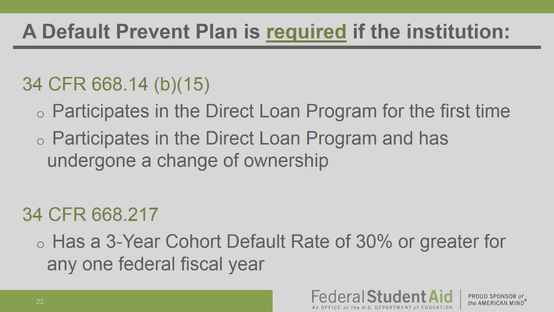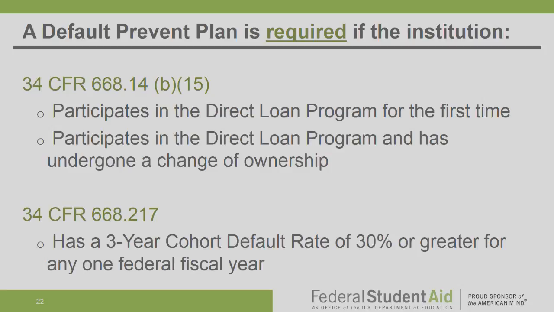So again, when we talk about when a school must complete a default prevention plan and submit it to the department, in the event that a school is new to the direct loan program or they are changing ownership, that is one instance when a school must provide a default prevention plan. The other instance is the one that we're going to talk at great length, and why Eric shared so much about the reporting, is when a school has a CDR that's in excess of 30% or 30% and greater.